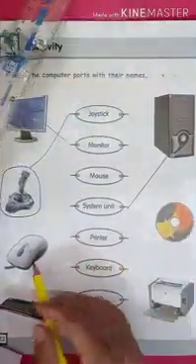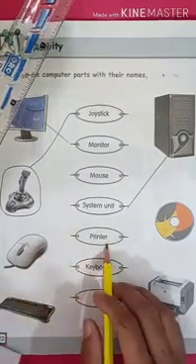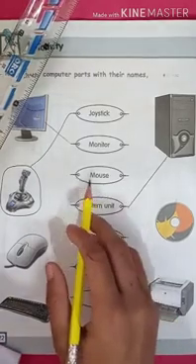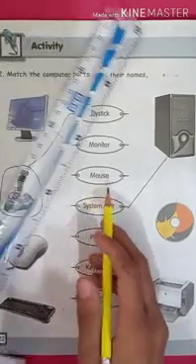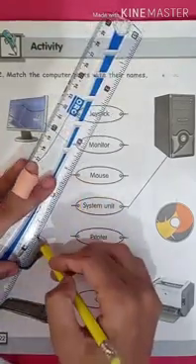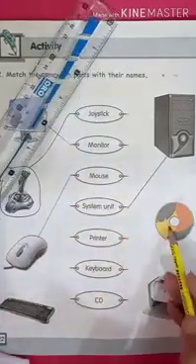The next one is mouse. This one is mouse. Find the name of mouse. Is this mouse? No. Is this mouse? Yes, this is mouse. M-O-U-S-E, mouse. Match the mouse with name. Yes, like this. Look at the next one.